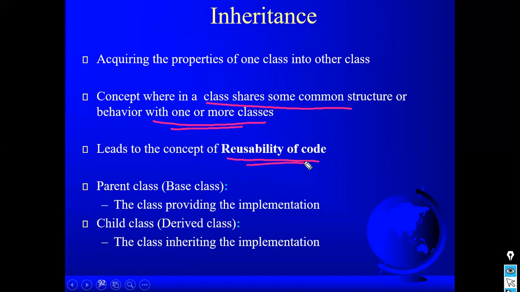We will learn in detail about inheritance, but the class which is sharing the properties is called the base class, and the class which is acquiring or inheriting the properties is called the derived class. Base class can also be called parent class, and derived class can also be called child class. So inheritance is sharing the properties of one class with one or more classes. This is called inheritance.